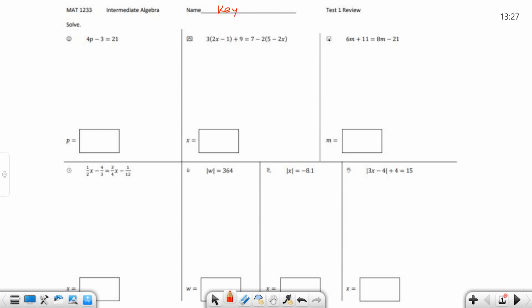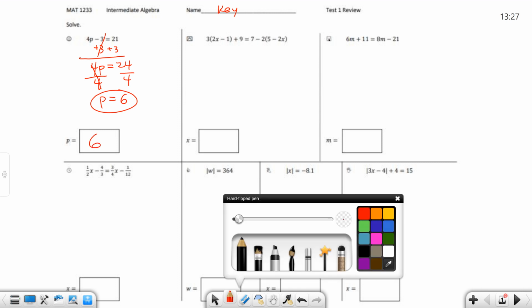So if we look at the first question, 4p minus 3 equals 21. We want to undo the minus 3 first. We will add 3 to both sides. That cancels. We get 4p equals 24. We'll divide both sides by 4. And we get p equals 6. We'll circle it, and then we'll put our answer in the answer box.